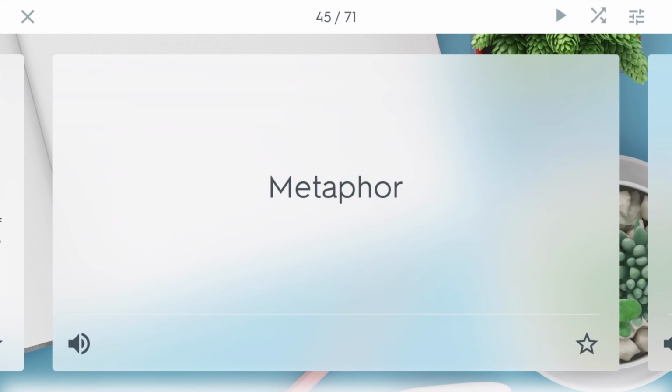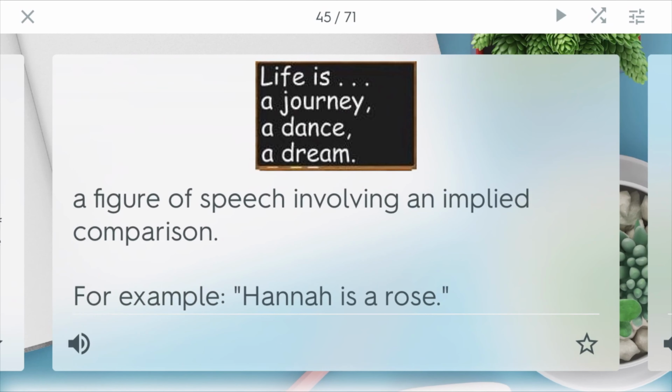Metaphor is a figure of speech involving an implied comparison. It's not direct. For example, the phrase, "Hannah is a rose," is comparing Hannah to a rose. It's not a direct comparison.